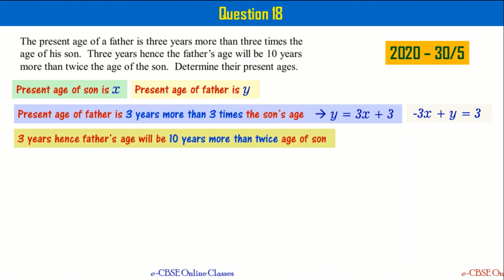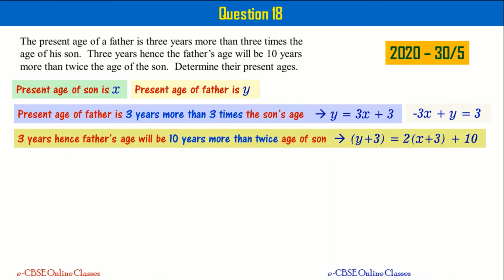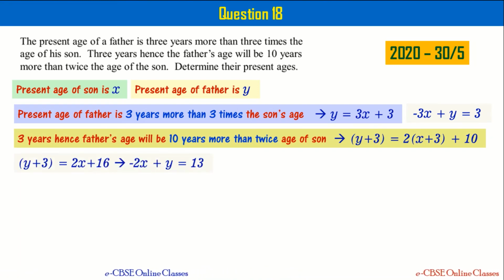3 years hence, the father's age will be 10 years more than twice the age of the son. After 3 years, father's age is going to be y plus 3 and son's age is going to be x plus 3, right? As per this statement, the relation is going to be y plus 3 is equal to 2 times (x plus 3) plus 10, right? You simplify this such that you get an equation minus 2x plus y equal to 13.